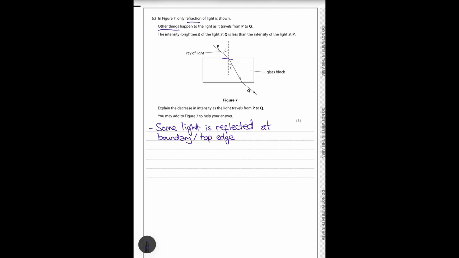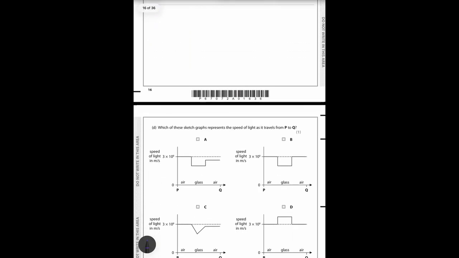And then what else is going to happen? When the light is traveling through the glass, I know that light is going to be absorbed as well. And just like I gave the position of where it's going to be reflected, I have to say where it's going to be absorbed. So it's going to be absorbed by the glass. Now I've said 4 things here. So even if this was a 4-mark question, I've probably got the 4 marks for it. But it's a 3-mark question. So even if I got something slightly wrong, at least I've said all the things that I know about that, and I know I'm going to get the full marks for that.